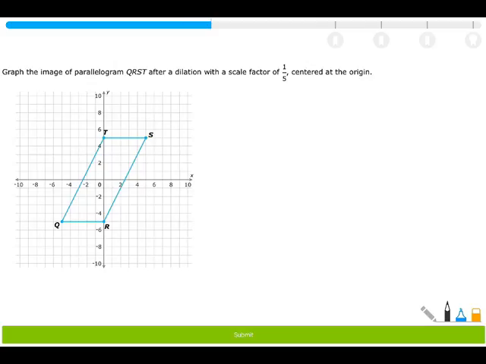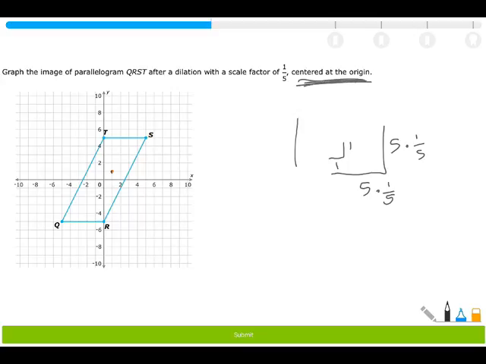Oh, here's our first fraction. Okay, well, let's start with S. S was over 5, up 5. If we multiply those by 1/5, 1/5 of 5 exactly cancels out to be 1. So we get our new path is 1, 1. Because we're multiplying by a fraction less than 1, we're going to get a point closer to the origin. And again, it's because it's centered at the origin here.